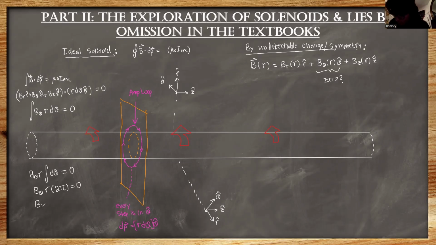All right, so which do you think is more likely to be zero? The theta component of the B field or 2 pi r? Probably the theta component of the B field. All right, right. This is not zero by definition. Like we made sure of it. We designed the loop, not zero. All right, so B_theta's got to be zero.